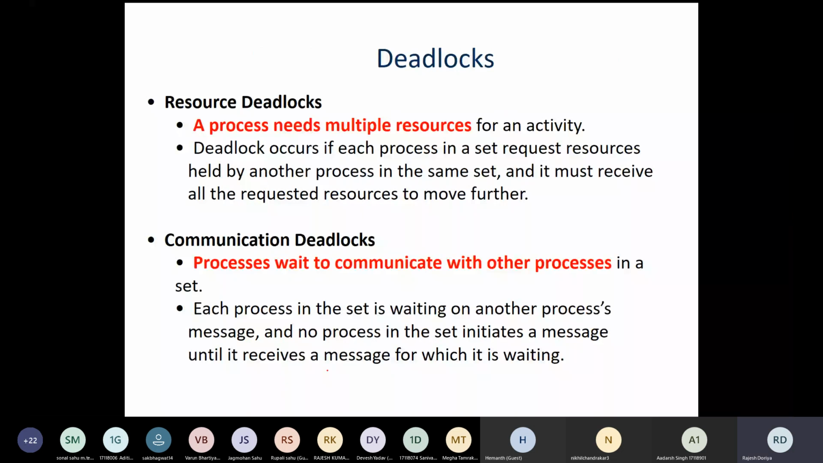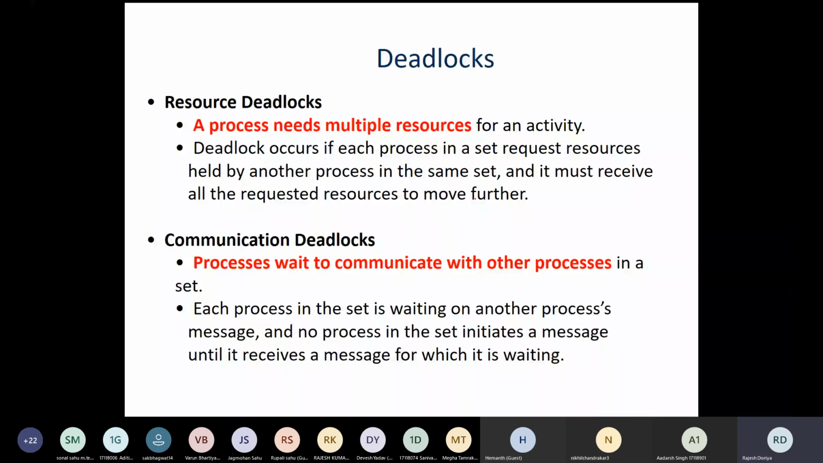In deadlocks, there can be two types of deadlock. The first one is a resource deadlock, and the other one is a communication deadlock. In a resource deadlock, a process needs multiple resources for an activity, right? A deadlock occurs if each process in a set requests resources held by another process in the same set, and it must receive all the requested resources to move further. This is a typical definition which we know, right?